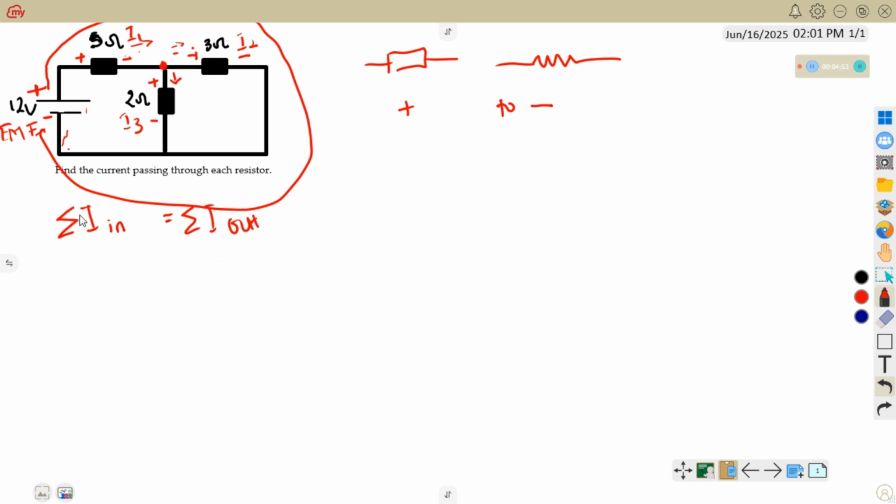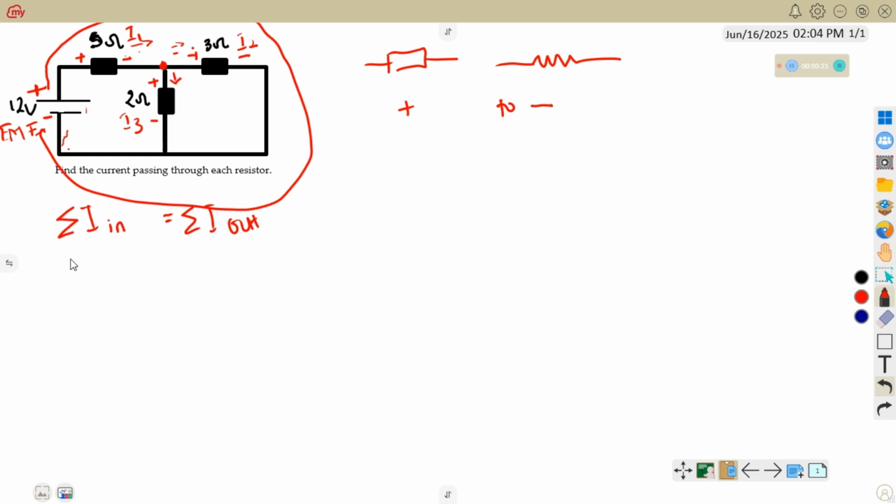This Σ means summation, right? So if there is more than one current entering the junction, the addition of everything is equal to the addition of all the current going out. From this diagram, we have just one current entering the junction, and then we have two going out, right?